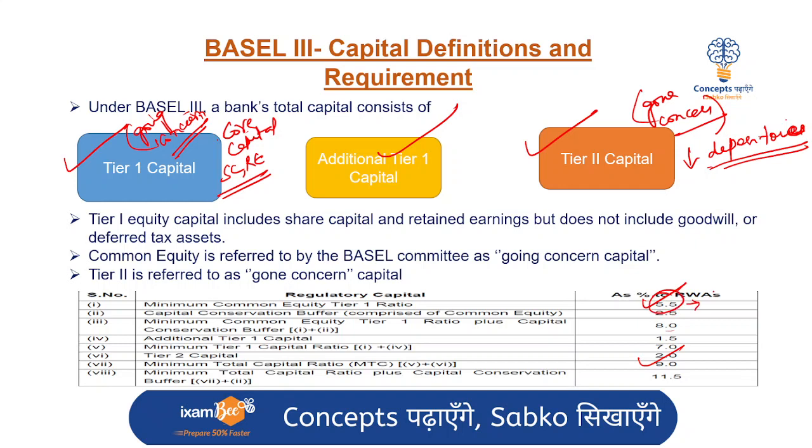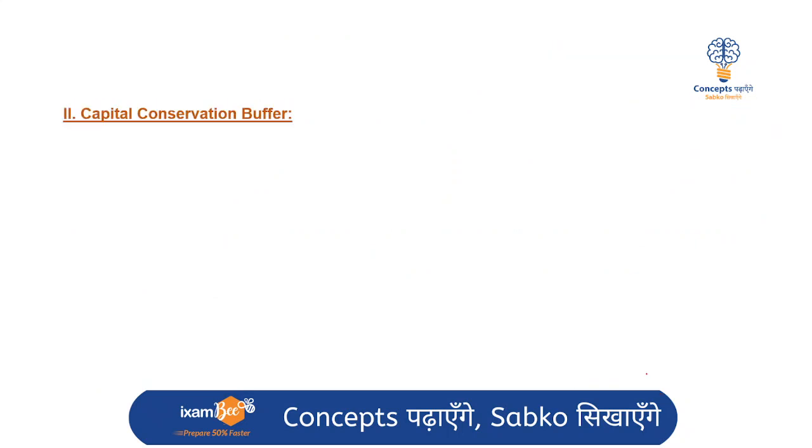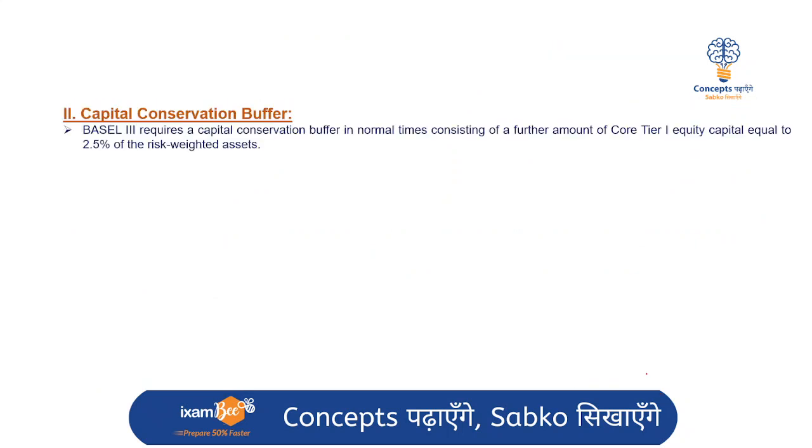This is 5% against the risk weighted assets, and then apart from this tier 1, there is also a capital conservation buffer, additional tier 1 capital, and then tier 2 capital. So in total, the minimum capital ratio plus conservation buffer that needs to be maintained by the banks is 11.5% against their risk weighted assets. So what is the capital conservation buffer?